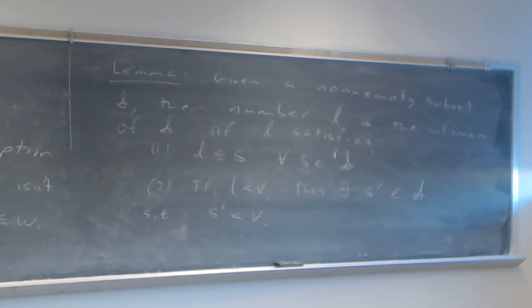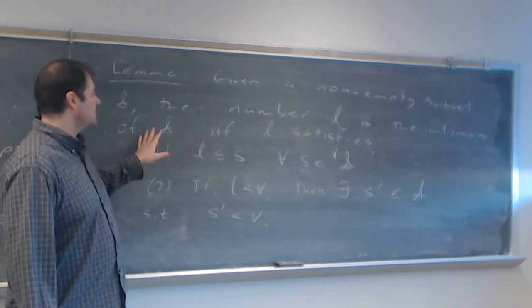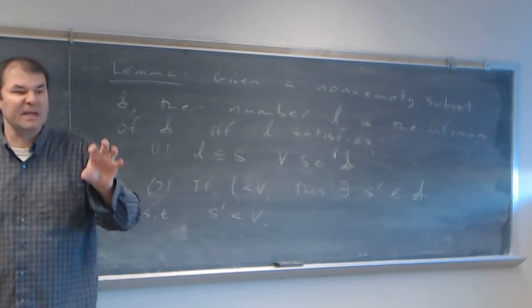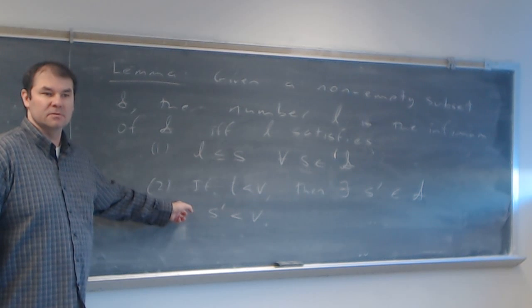I'm not going to prove this. It has an analogous proof, similar to what we did. But here's what I want to think about. Look, this lemma is saying, hey, if L is the infimum, the two properties for being an infimum match these two guys. Okay?